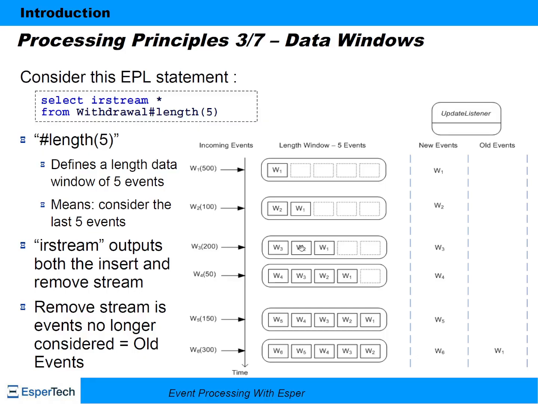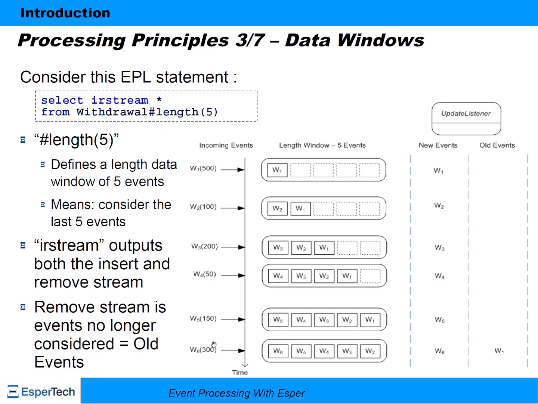When withdrawal event 4 with amount 50 comes in, the window keeps the event, and the output is the withdrawal event 4. When withdrawal event 5 with amount 150 comes in, the window keeps the event, and the output is the withdrawal event 5. At this point the data window is full as it has 5 events.